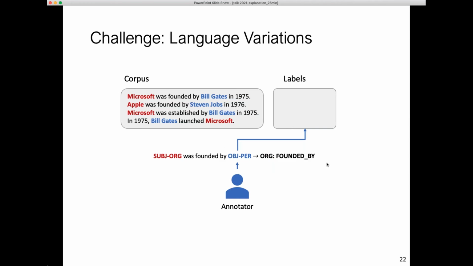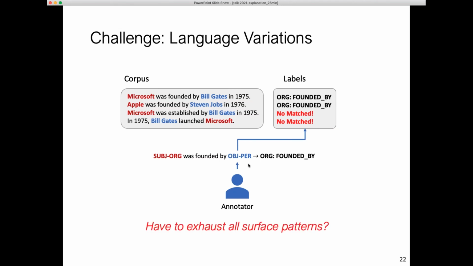The idea we have here is motivated by the fact that all these sentences are expressing very similar relations, like the organization is founded by, but they have slightly different surface forms. They're talking about different objects and subjects, and using different predicates, like founded by versus established by versus launched. So how can we close the gap, so that when you apply these labeling functions to different sentences, you can still get a certain matching feedback?